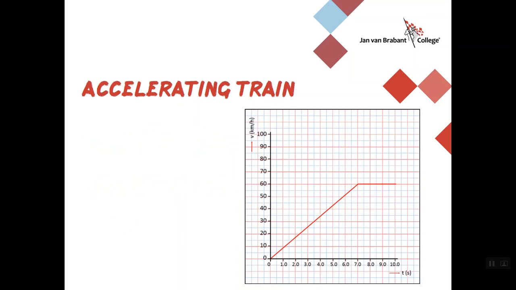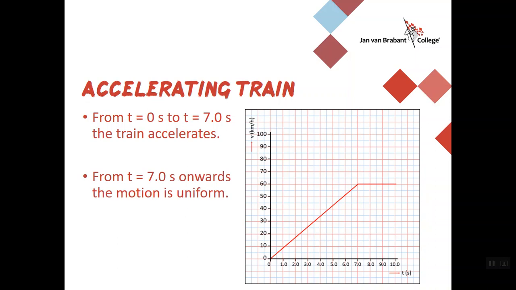Suppose you're riding a train leaving the station. The velocity would increase until at a certain moment its speed remains constant. In this example, the train accelerates between t equals 0 and t equals 7 seconds. From t equals 7 seconds, the velocity is constant. That means that the acceleration is equal to 0. Please note that the gradient of the velocity time graph is 0 as well at that point. So, how do you calculate the acceleration of the train?